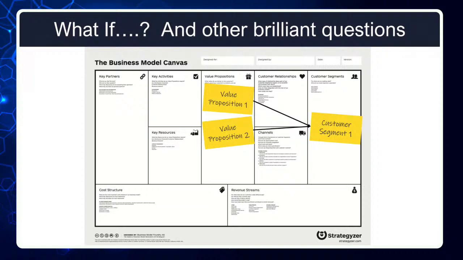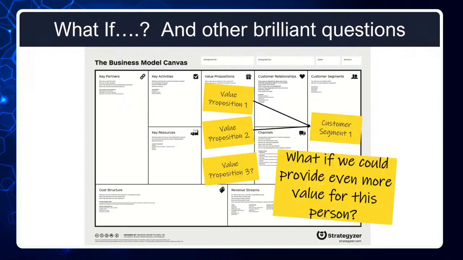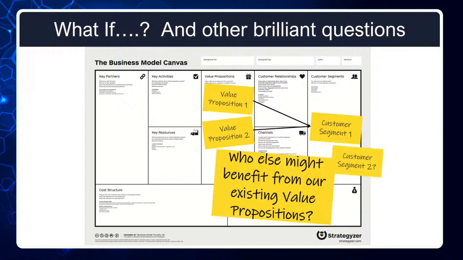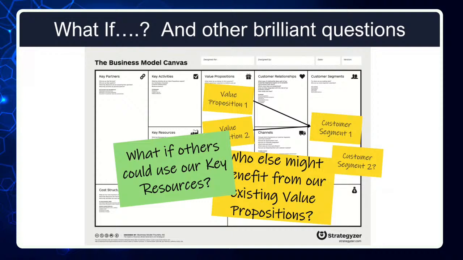But then you can start to ask some questions. Like, what if other people could benefit, other customers could benefit from what we currently do? Or what if we could provide more value so that this customer would love us even more, pay us even more, or be less likely to go somewhere else? Or we could reverse it and say, okay, who else might benefit from what we already do? Or we could say, we've got some fantastic key resources. Who else could use these key resources?